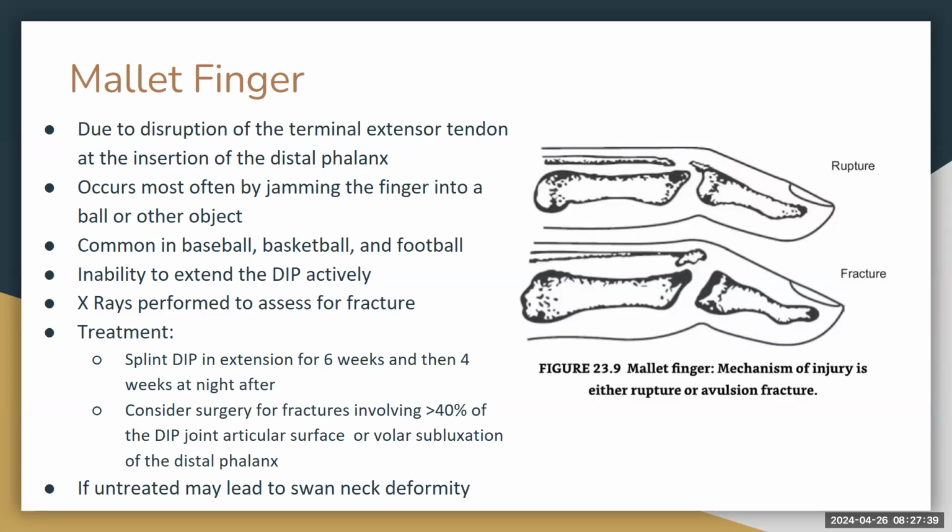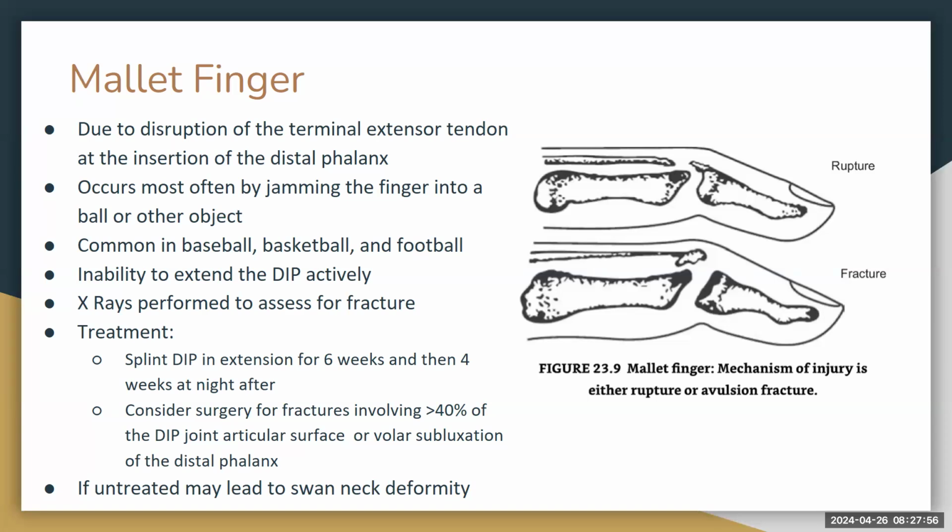Mallet finger. So this is due to the disruption of the terminal extensor tendon at the distal phalanx. Occurs typically by jamming a finger into a ball or another object. Common in baseball, basketball, and football. And then you have the inability to extend the DIP.